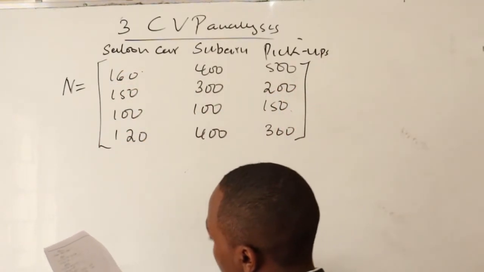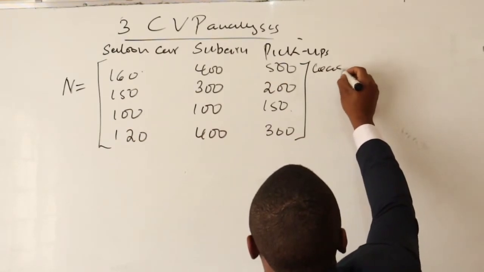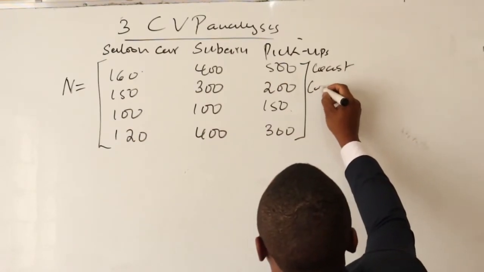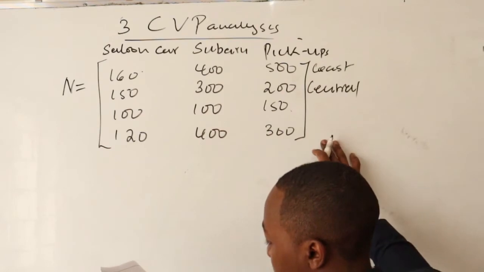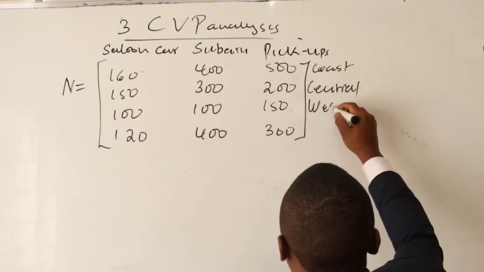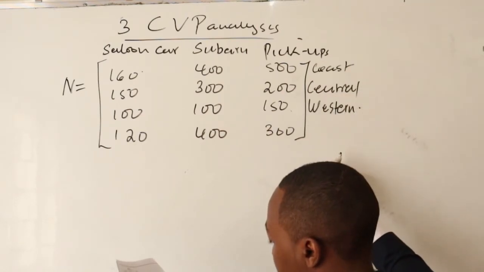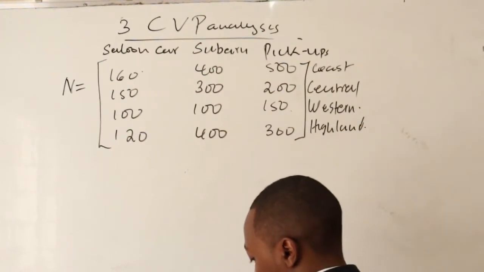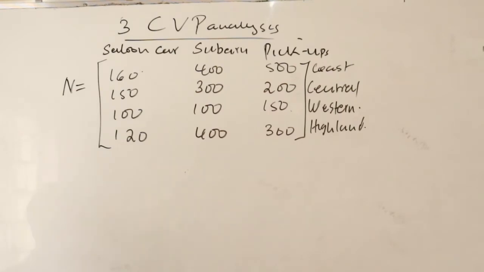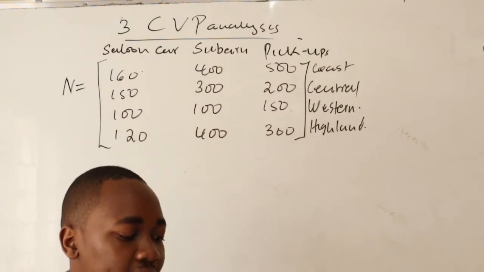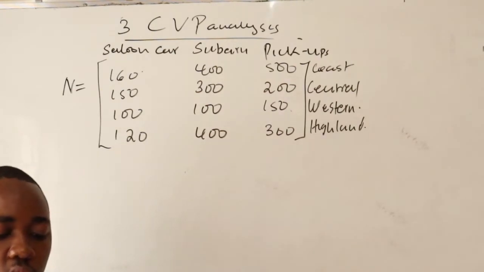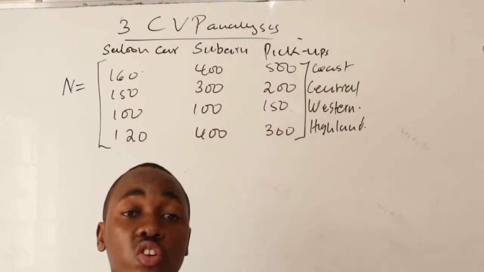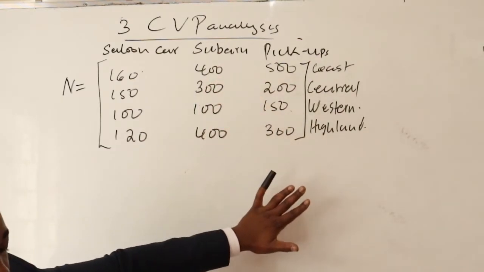And you are given the regions. So this for the coast. Then we have for central. Then we have western. And lastly we have for highlands. So you're given that. So that the matrix N shown below indicates the number of each type of vehicle available for renting in the 4 regions of the country. So that's what you're given.